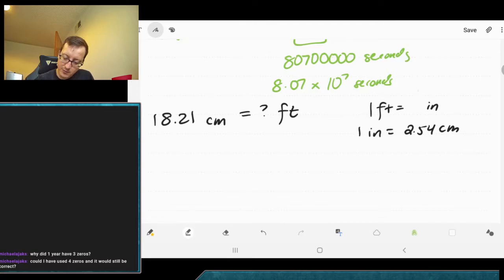That's a 12. So, with these two conversion factors, let's see if we can figure out a plan to change this number from centimeters into feet. Change its unit from centimeters into feet.